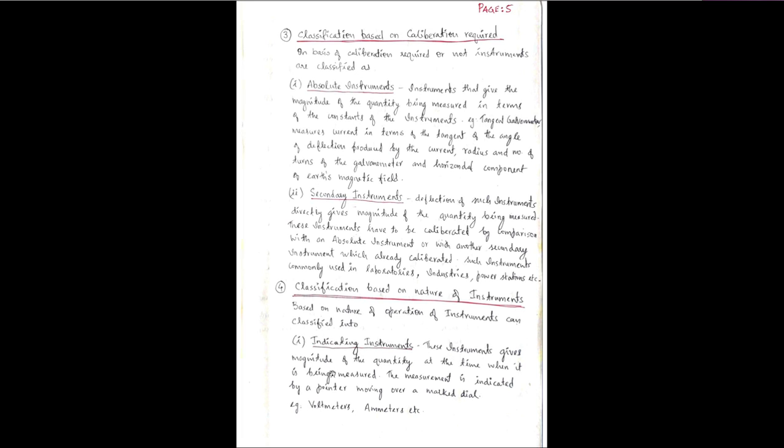These instruments give the magnitude of the quantity at the time when it is being measured. The measurement is indicated by a pointer moving over a marked dial. Okay, example voltmeter, ammeter. These are indicating instruments.